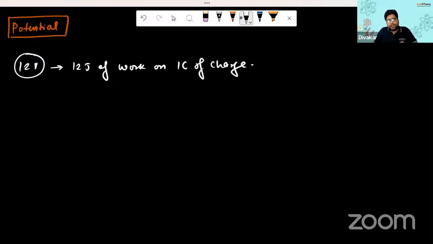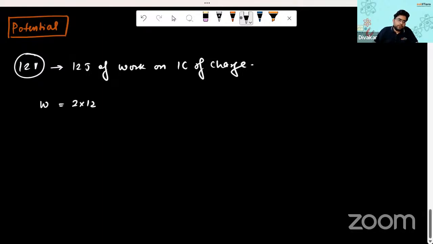So 12 joule of work for 1 coulomb. If I have, let's say, 2 coulomb, then the amount of work will become 2 into 12. 3 coulomb, then the work done will become 3 into 12. 4 coulomb, the work done will become 4 into 12. Then if I have Q coulombs, it will become Q into 12. And if my potential is V instead of 12, then work done becomes Q into V.